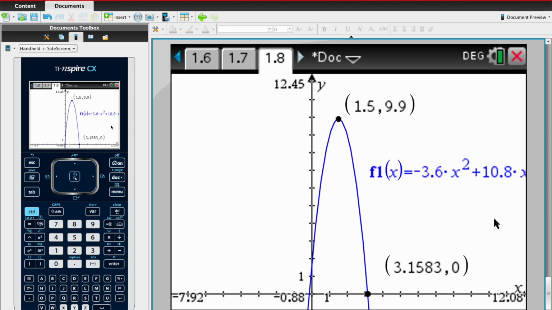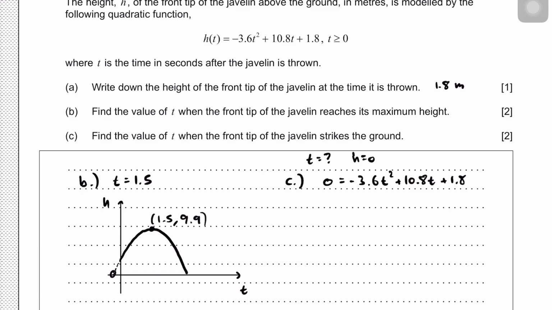So let's go and write this out. t is equal to 3.158, or to 3 significant figures, 3.16 seconds.